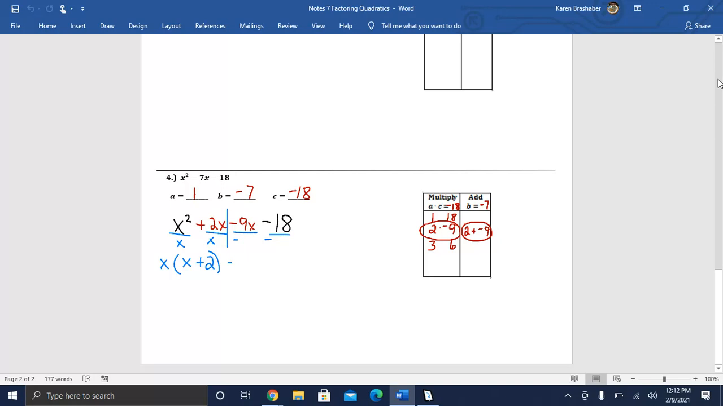The biggest number that will divide into 18 and 9 is a 9. So we're going to actually divide by negative 9, and then we'll have our parentheses, do our dividing. The negative 9s will cancel. We'll have x, and negative 18 divided by negative 9 is positive 2. So our matching parentheses, x plus 2, and our other factor, x minus 9.